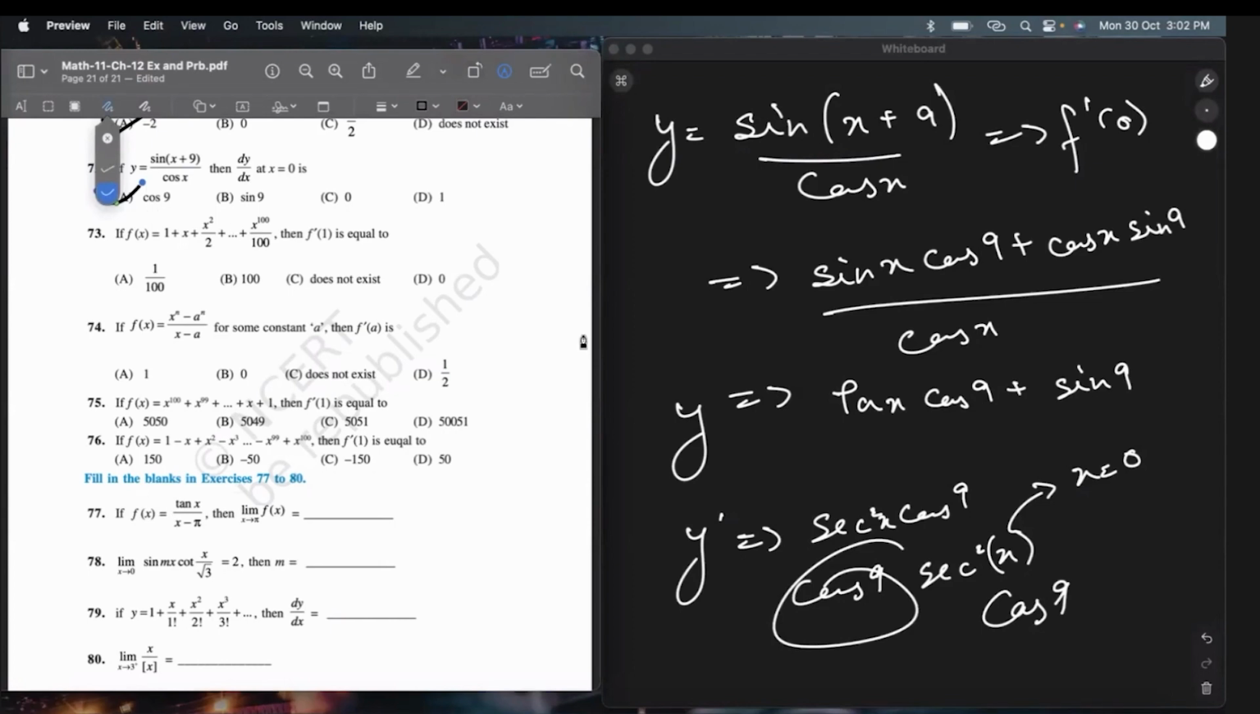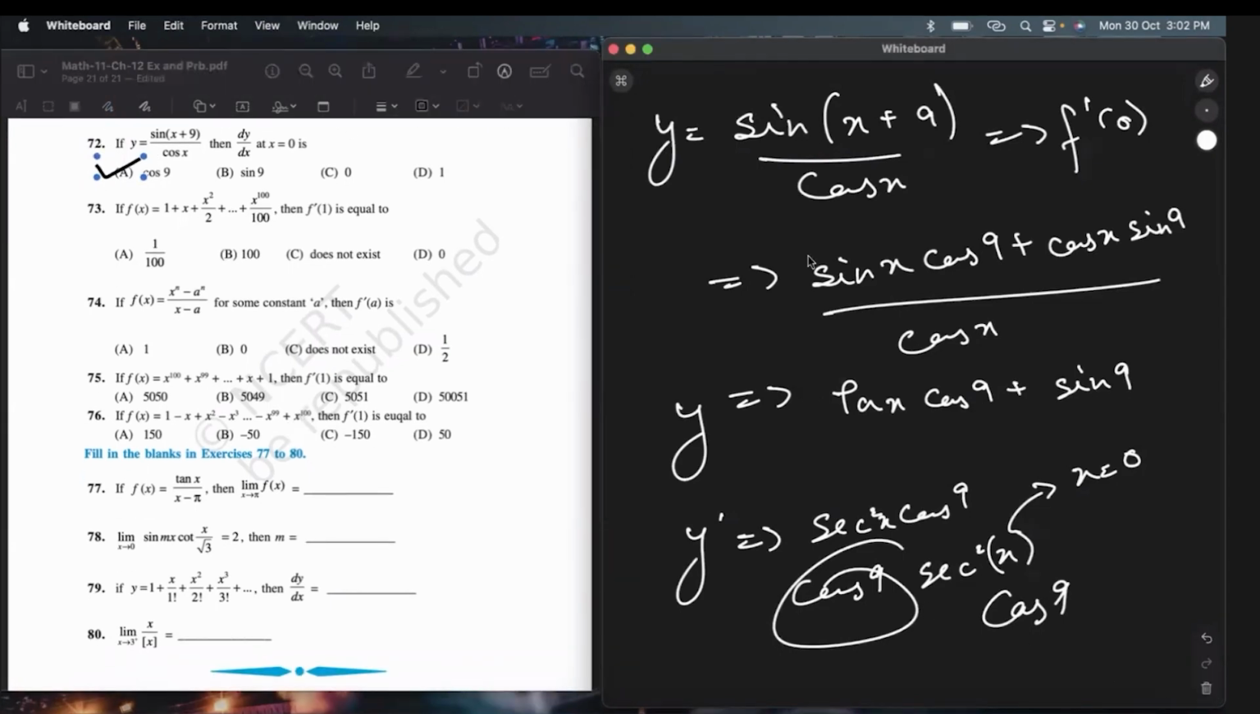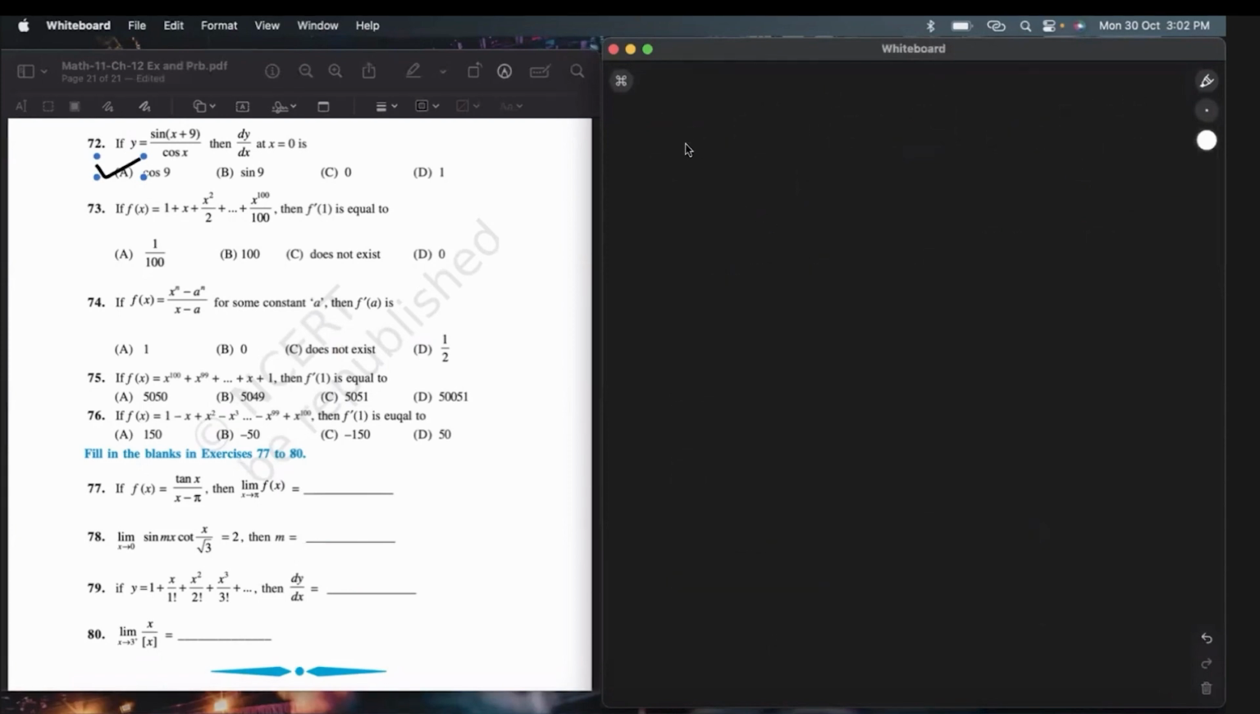Yeah, so let's just move on to the next question, which is question number 73. Alright, so in question number 73, what has been given to me is f(x) = 1 plus x squared by 2, and it is going on till x to the power 100 by 100. And now they're asking the value for f dash 1.